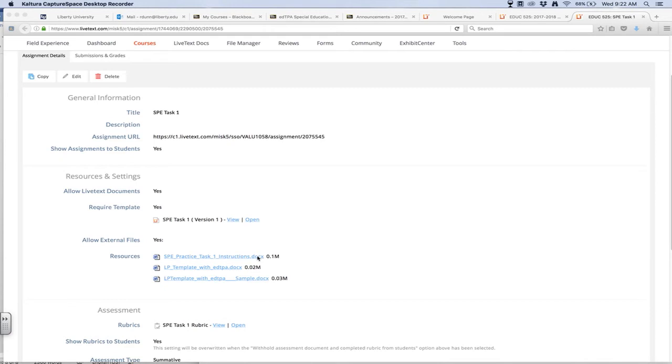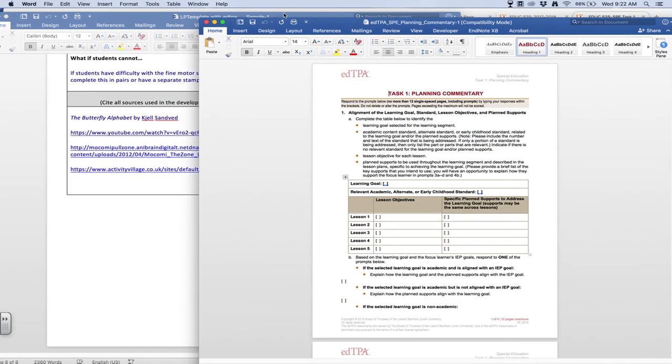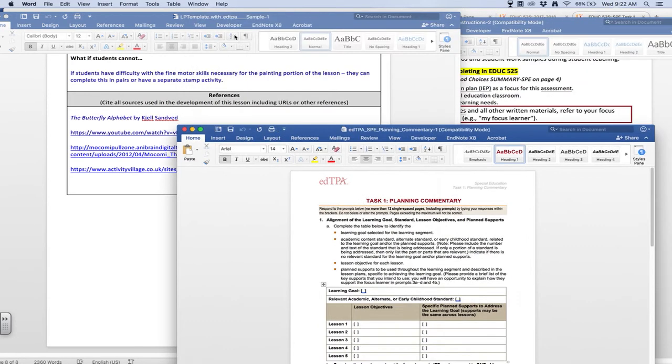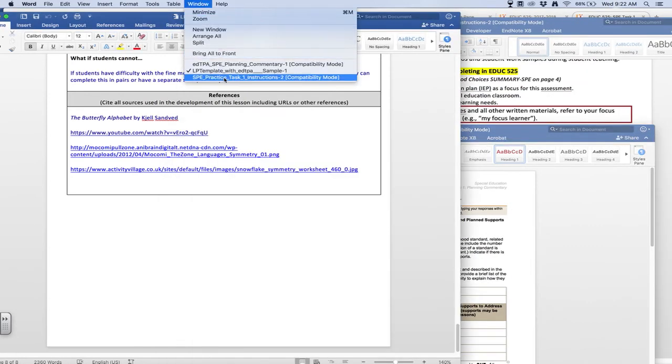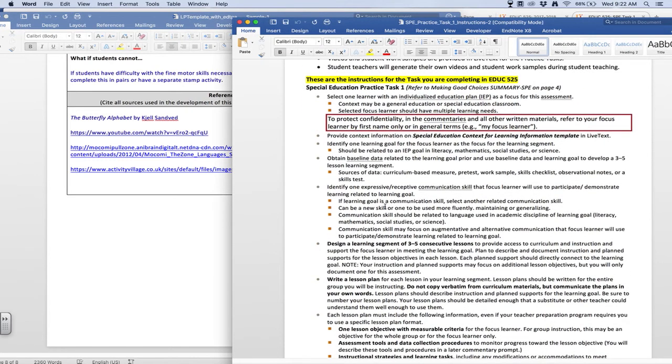So you have the instructions document, you have the actual template you're going to use, and then you have a sample template, which is very helpful. So let's look at what these are. First off, we have the instructions, which are here. And the instructions basically say, this is what you're supposed to do.